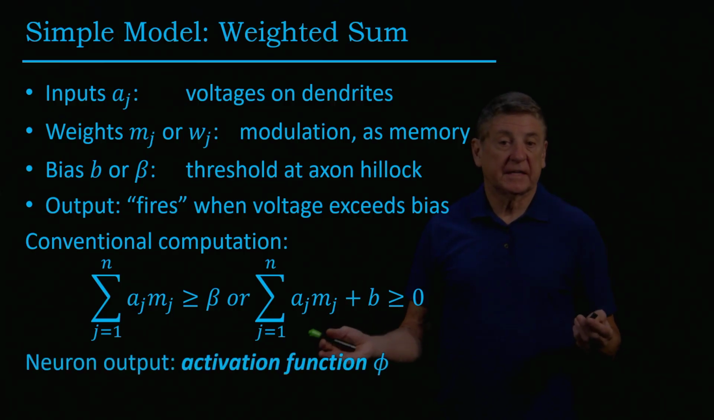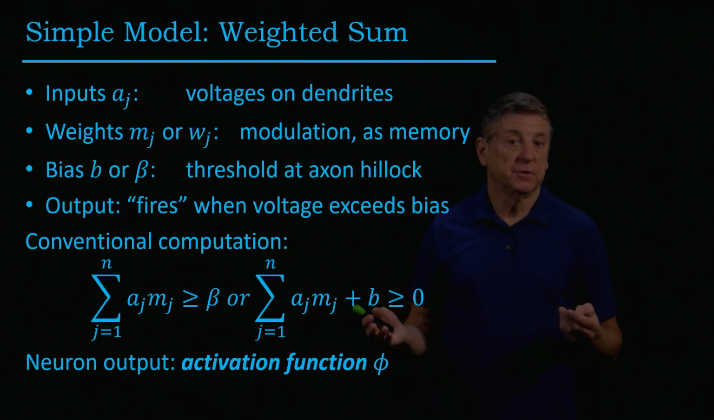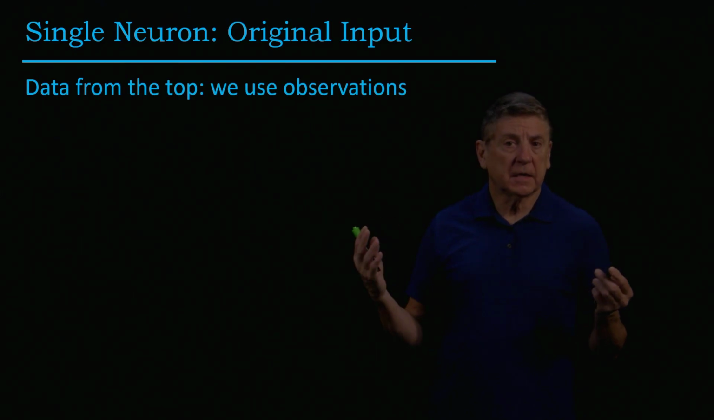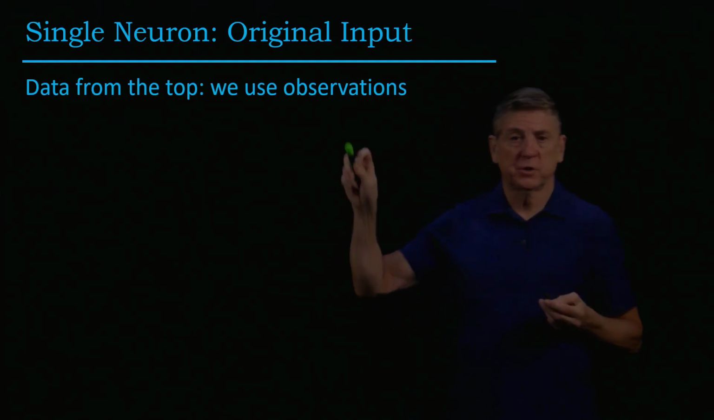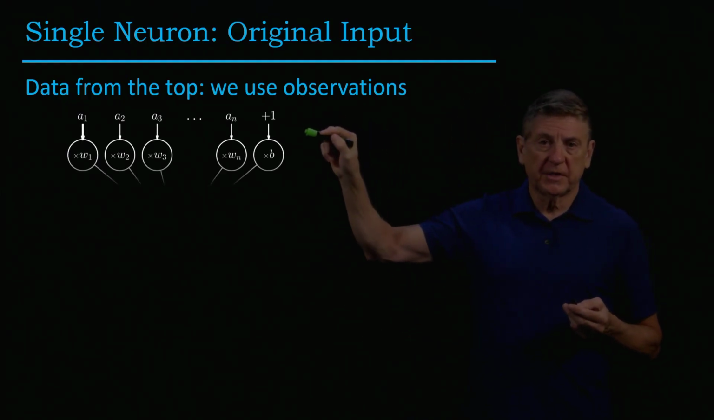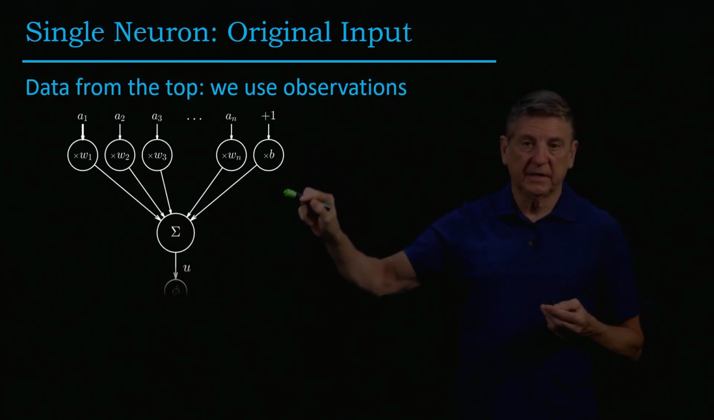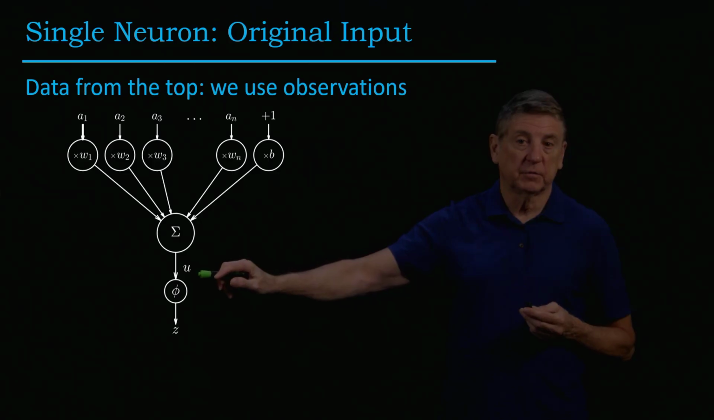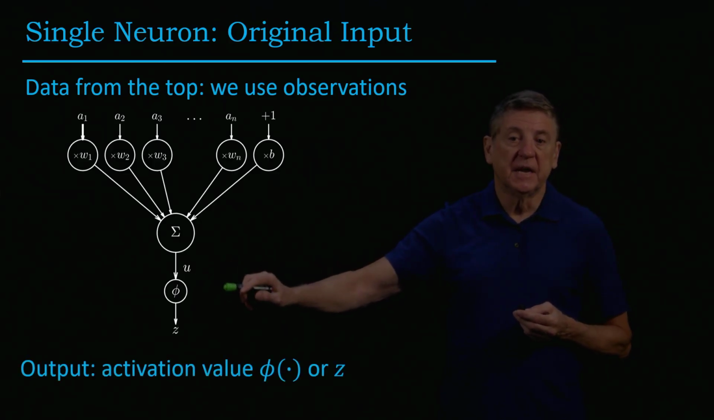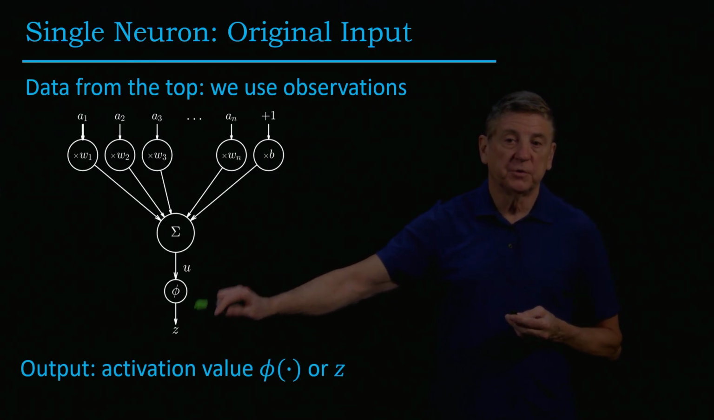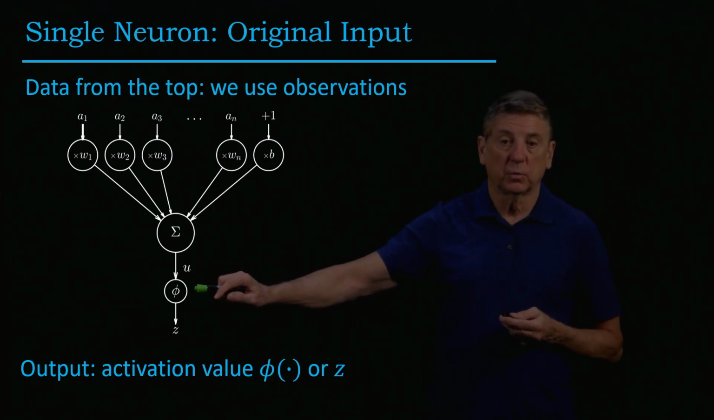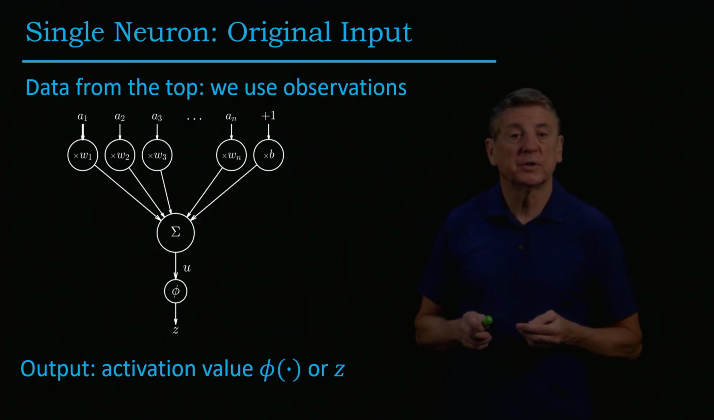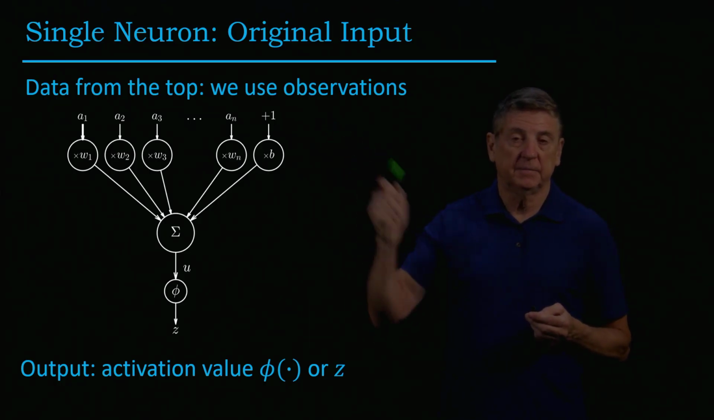There's also an activation function that we'll introduce later on in this session. So the data comes from the top, and because we use observations, it starts with our data, gets multiplied by the weights, gets added up as a sum. That's what we call a linear response. And then in addition, there's an activation that produces, depending on how we're working with it, either a function value or sometimes we'll refer to that as the score of this data.